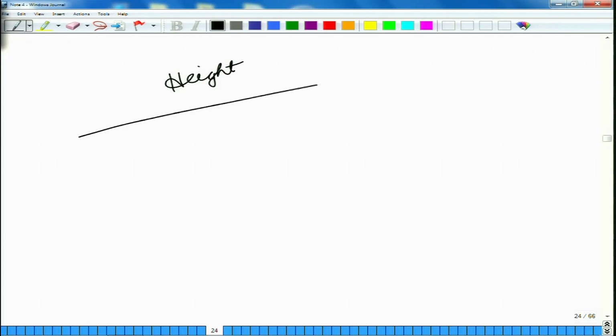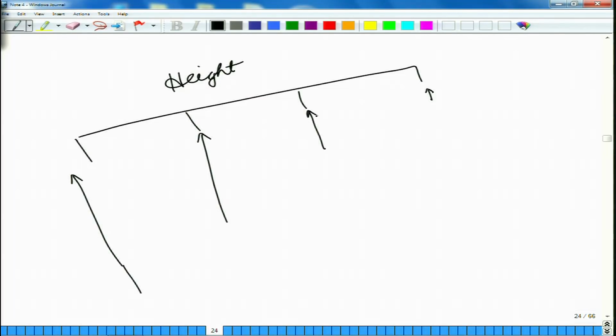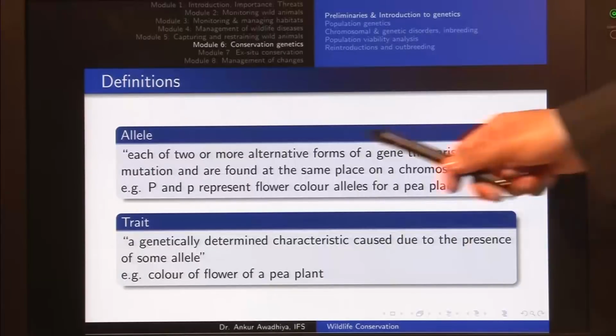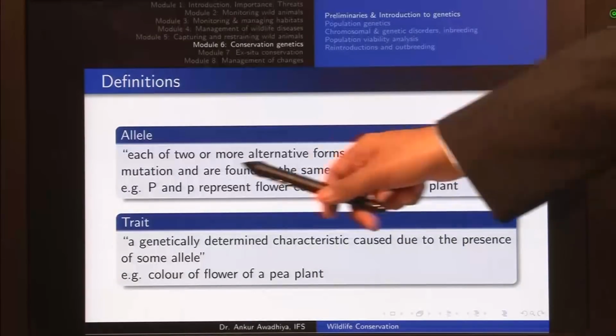So this height gene may come in a number of varieties. There could be a gene that codes for a very tall individual, there could be a gene that codes for a very short individual, there could be a gene that codes for somewhere in between, and also somewhere in between. So all of these are different forms of the gene. And why do they have different forms? Because they have different sequences. So these are alternative forms that arise by mutation.